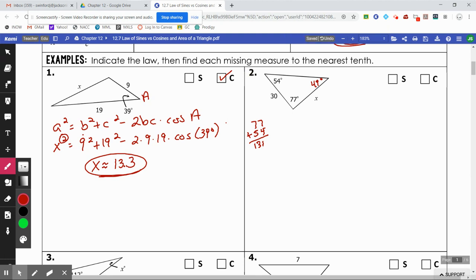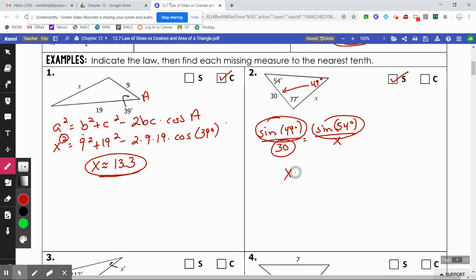So the next question is, do you have an angle-side relationship? If you have an angle and an opposite side, that means you can use law of sines. And you do. You have a 49, which is across from a 30, so we should be able to use law of sines here. So let me check that. The sine of 49 over 30 is equal to, we're looking for x here, so the sine of 54 over x. All we've got to do now is multiply these two, divide by the sine of 49, and we get that x is about 32.2.